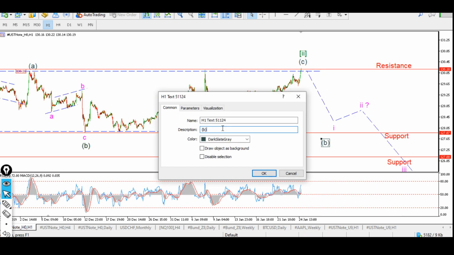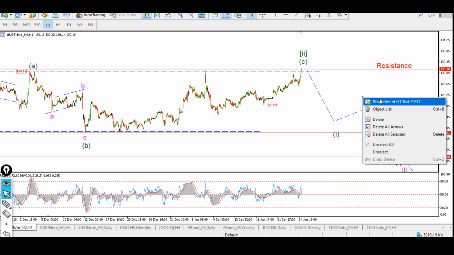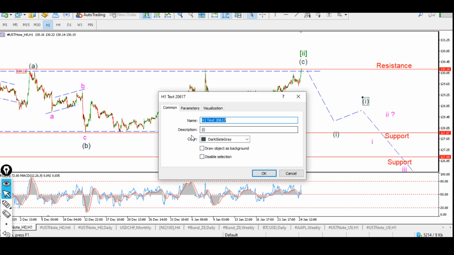So let's move the waves a little bit. Possible wave 1 down, wave 1 and 2 is what I'd be looking for next week. Okay, so I'm going to have to hold my horses on this one. If bonds are going to move lower, they have to indicate that with 5 waves down. So let's see how that plays out next week.